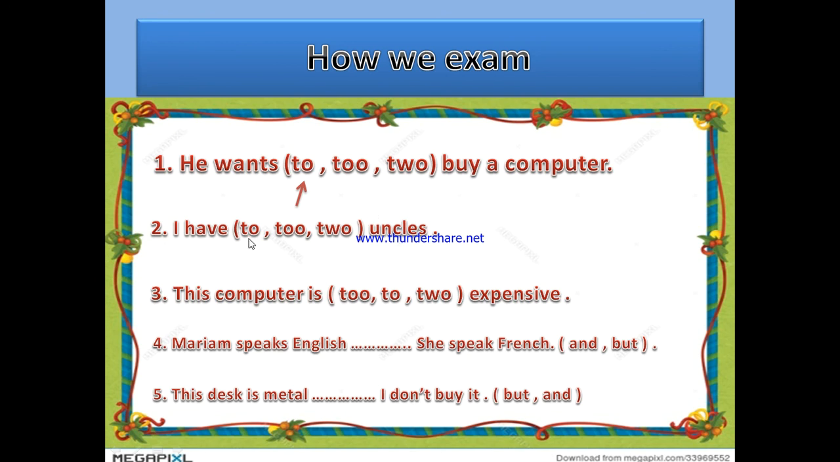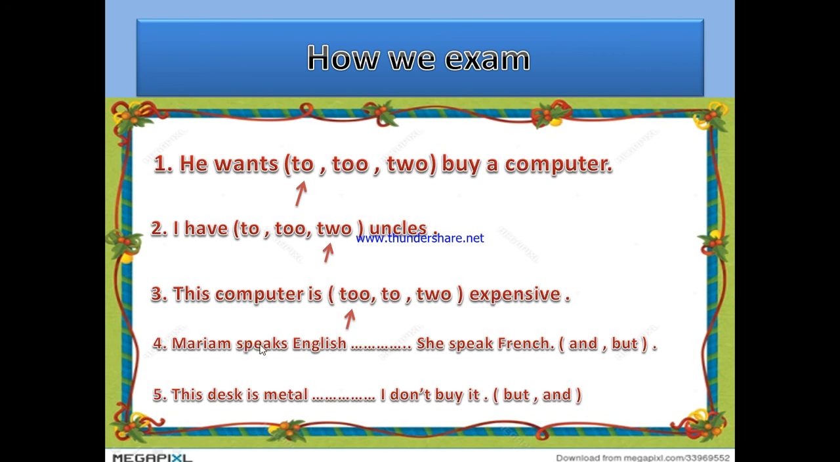Two, I have two uncles. Look, we have the S plural, and we have the noun here. Two meaning to, or two meaning very, or two meaning the number? Let's see. Two, I have two uncles. Three, this computer is two. Two here, very or too. Two here, to. And two here, it's number two. This one is expensive. Expensive is an adjective. What do we put? Too expensive.